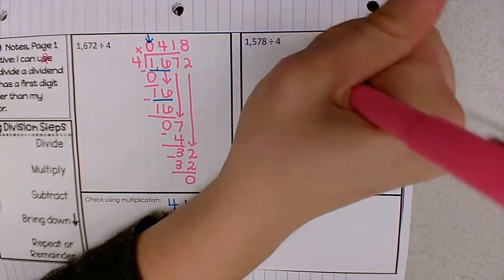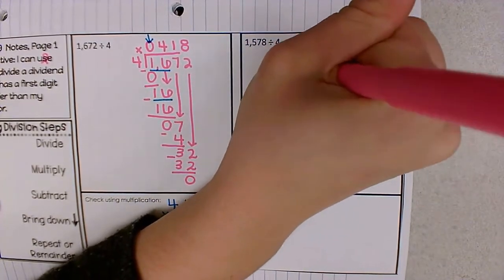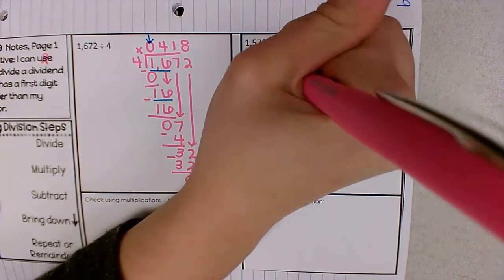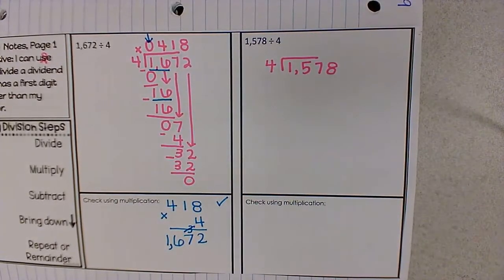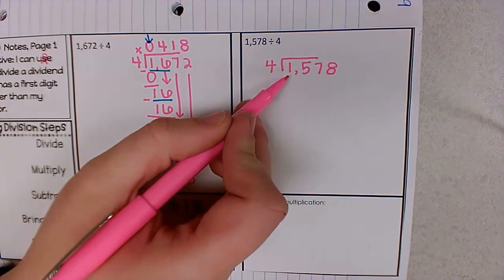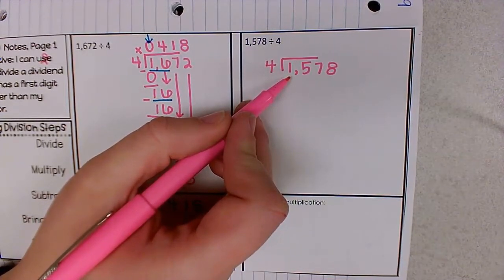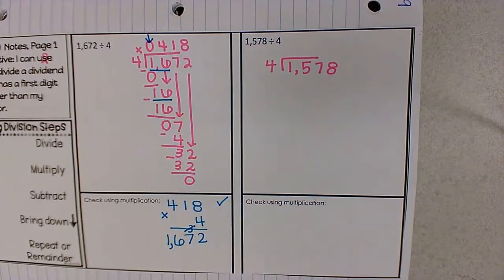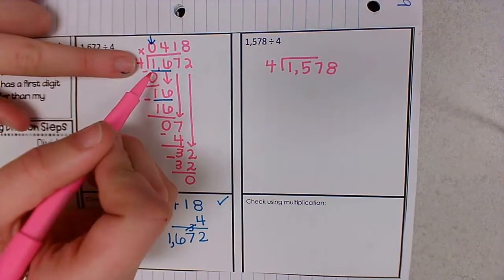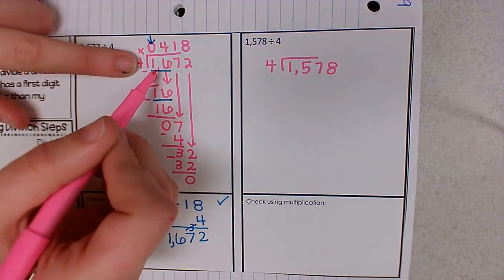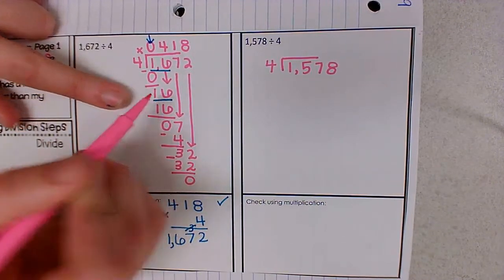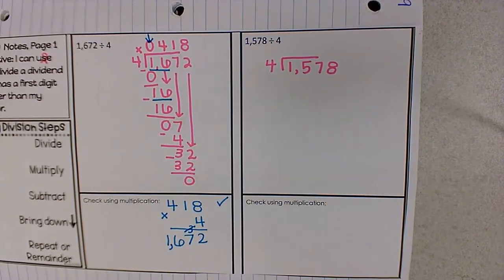Our dividend is 1,578. And again, our divisor is 4. Remember last time when we looked at the first digit, we noticed that 1 was not large enough to divide. So we put a placeholder 0 up there. But after we did that step, we basically just took the number 16, the first 2 digits, and we just dragged it down and started the process over. Let's save ourselves some time here.